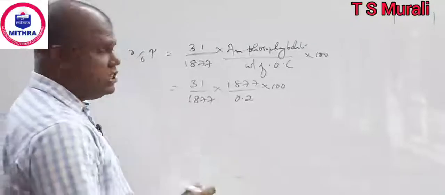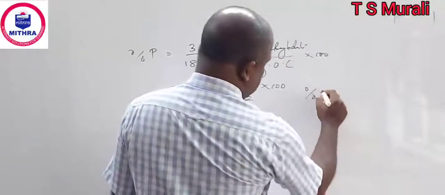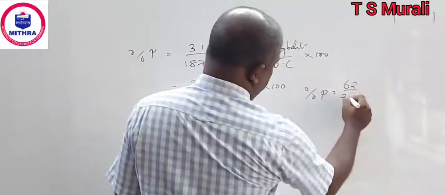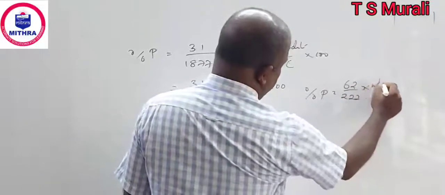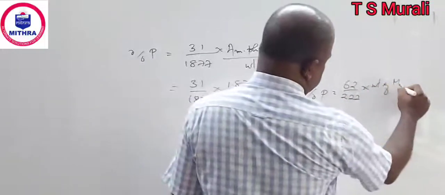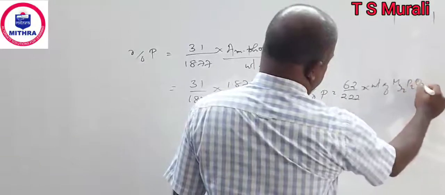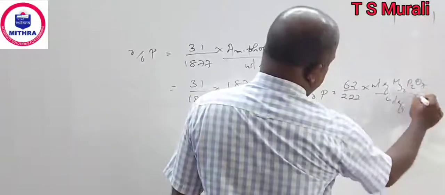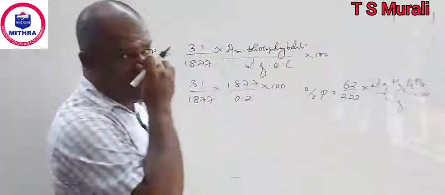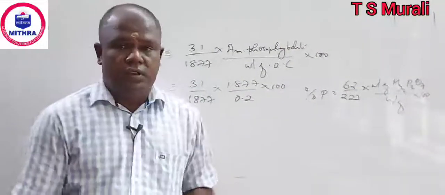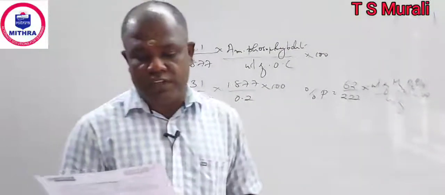That is for percentage of phosphorus in another method. It is 62 divided by 222 into weight of magnesium pyrophosphate, Mg2P2O7, divided by weight of organic compound into 100. That is another formula. If you know the formula, you can easily solve it. That's all. Question number 4.